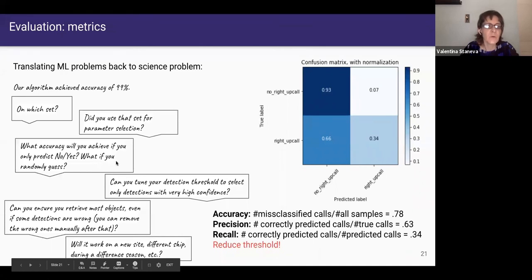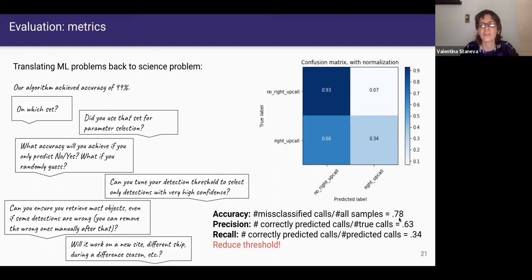So there are a few more questions to ask, like, what if I just predict no? Is this better? The accuracy is 78%, which is a good number. But actually that may not be good if only 20% of the observations are calls. So that's why I want to compare to a yes-and-no classifier. I want to compare to a random guess.